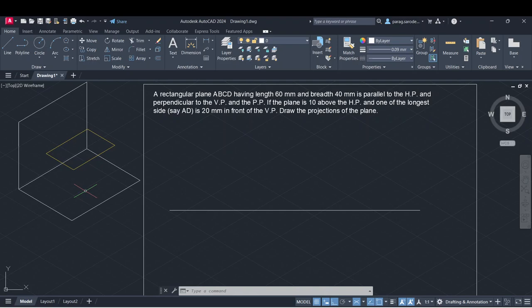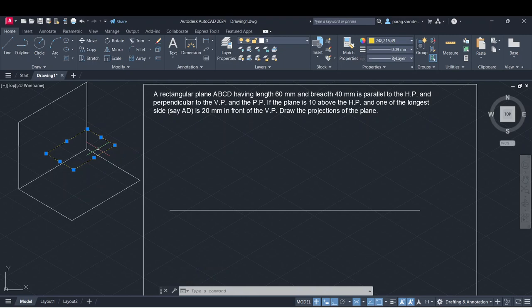Sir, bolo. I had one doubt. In the question it is given that the rectangular plane is parallel to the horizontal plane and perpendicular to the vertical plane. Correct. But isn't it perpendicular to the vertical plane also, if you see from that angle? Yes, it is perpendicular to the vertical plane, but it is placed in such a way that it is parallel to the horizontal plane, correct? So if it is parallel to the horizontal plane, yes.